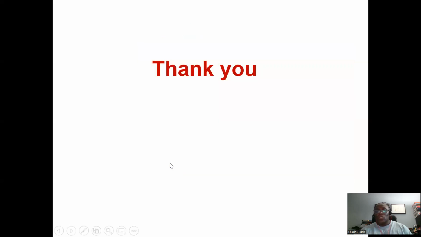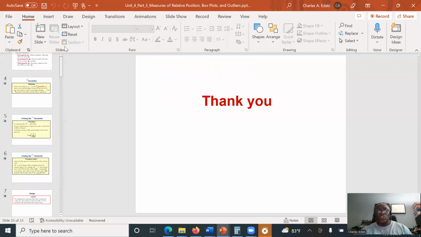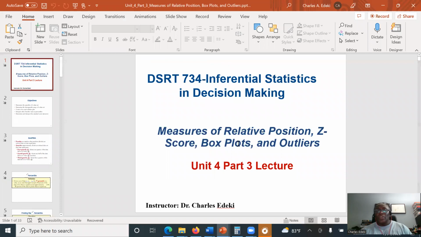So that will be the conclusion of these lectures. Again, in these lectures, we focused on the concept of measurements of relative position. When we say relative positions, we mean Q1, Q2, Q3. We also went through the concept of percentile, z-score, what is a box plot, and also outliers.